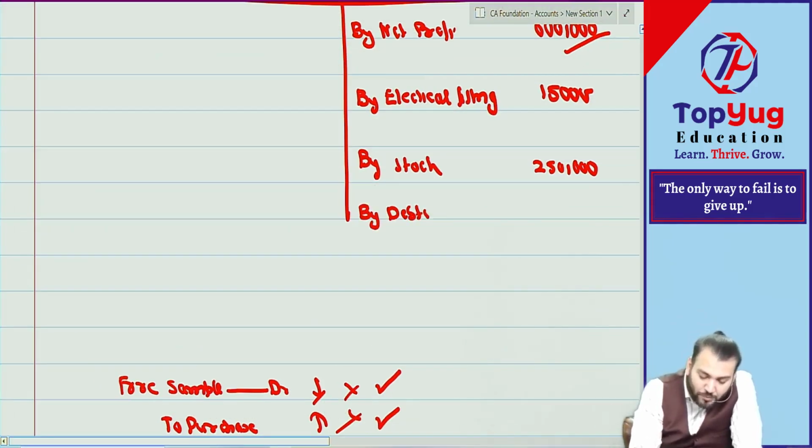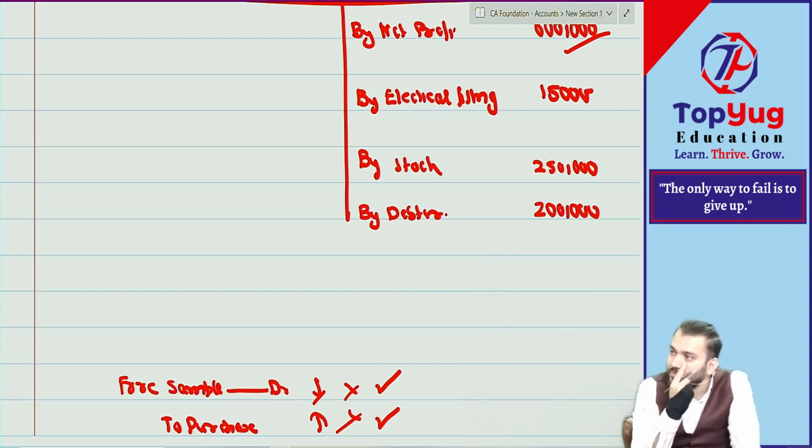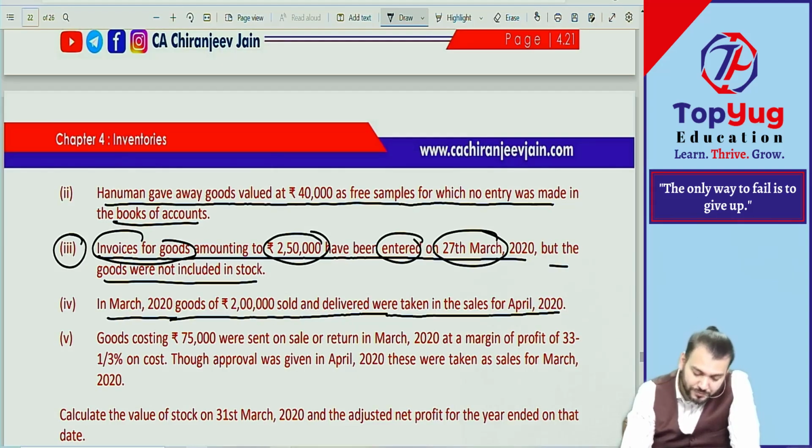Buy debtor. How much? 2 lakh. This point you have understood. Increase in asset will be credited. Correct. Then what? Goods costing rupees 75,000 we have sent on sales or return basis.